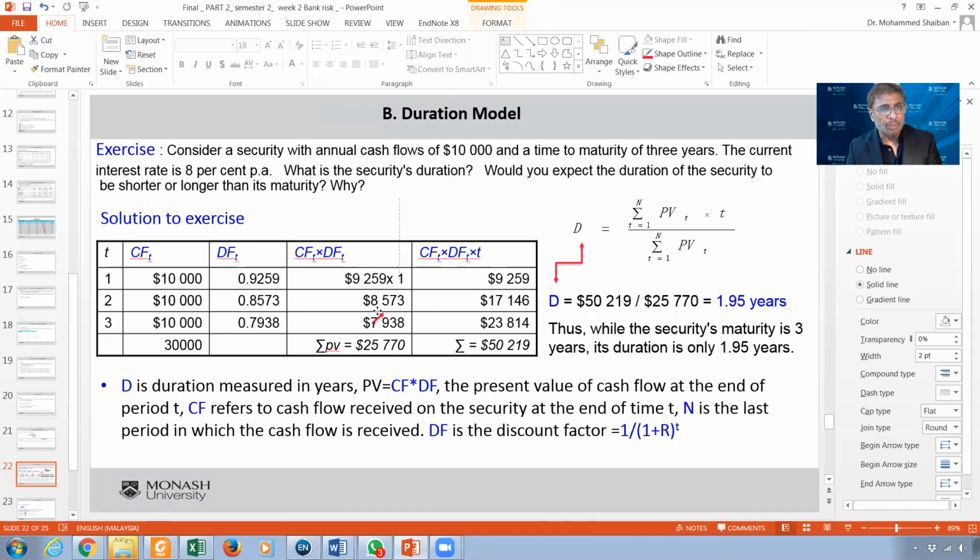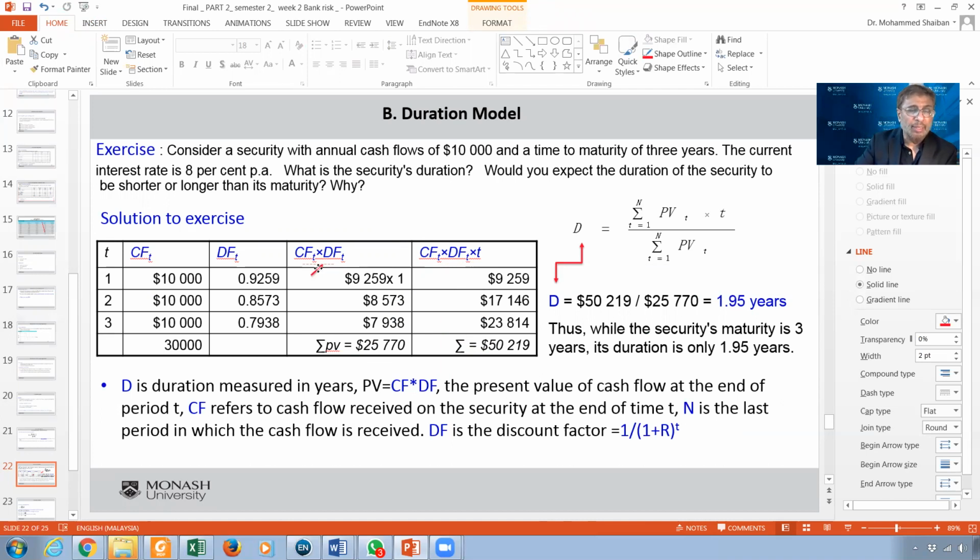So 9, 2, this is times 2, 70,000. This is times 3, which is 23,000. So you will make here times 2. For example, this is just times 2, times 3, and you add them up and you divide this by this. So you divide the summation of those cash flows times the discount factor times T, divided by the cash flow divided by the discount factor.